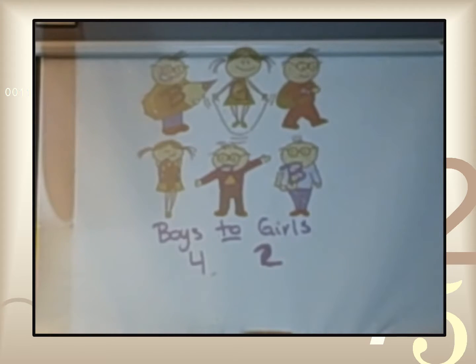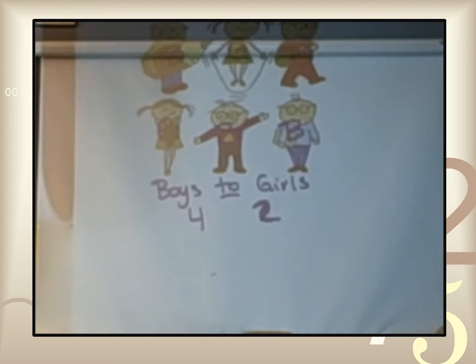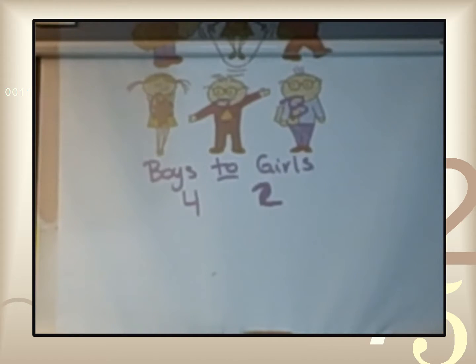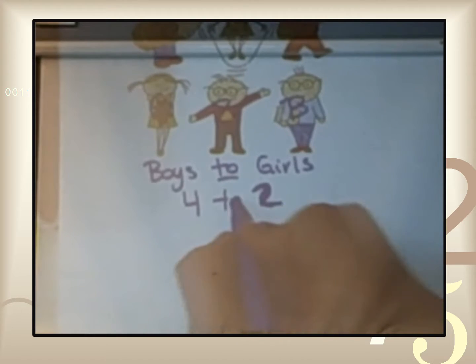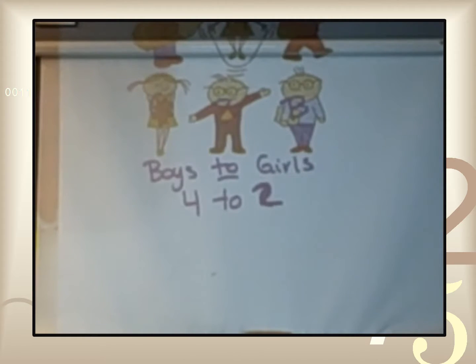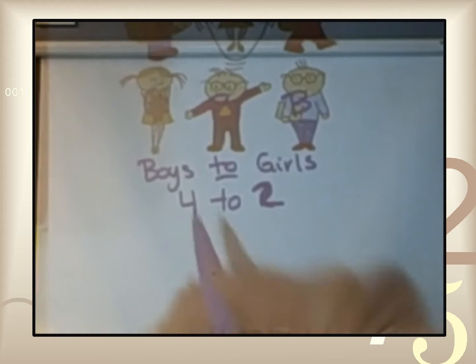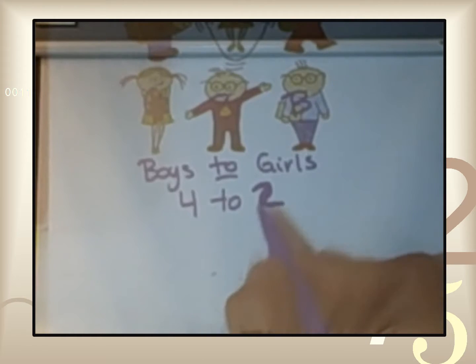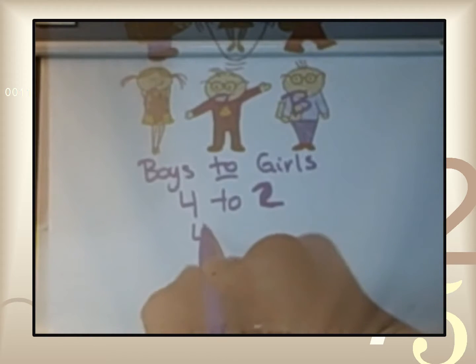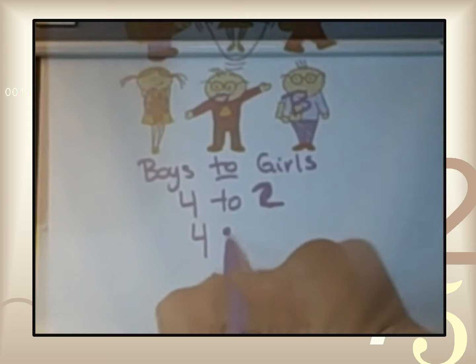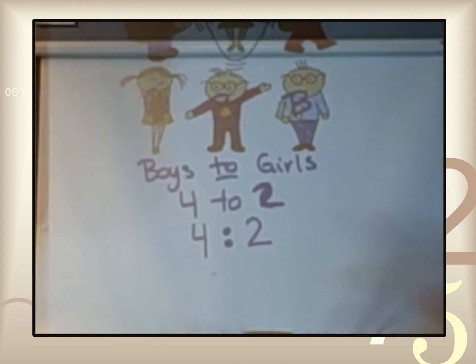Now the thing we need to understand about a ratio is that there are 3 ways to write a ratio. The first way is to write it with the word "to." So we would say 4 to 2. The second way to write a ratio is to use a colon. So we would write 4:2.